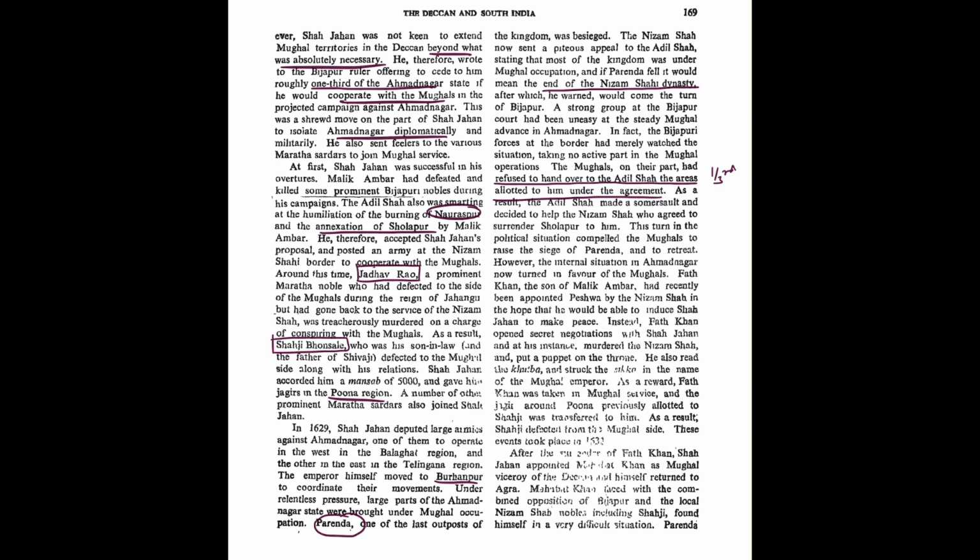As a result, Adil Shah made a somersault and decided to help the Nizam Shah, who agreed to surrender Sholapur to him. So it was a give and take situation. This turn in the political situation compelled the Mughals to raise the siege of Parenda and to retreat.